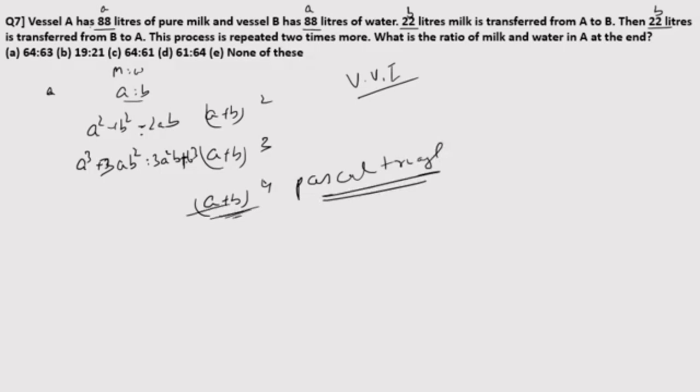Now just use this 88 and 22. The ratio is 4:1. This is A, this is B. So put here 4 cube, which is 64. Plus 3AB square: 3 into 4 is 12, 12 into 1 is 12. Plus 3A square B: 3 into A square, 16, 3 times 16 is 48. Plus B cube, which is 1. So this comes out to be 76 is to 49. This is your answer.